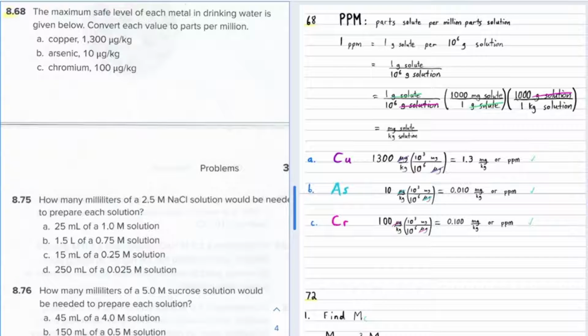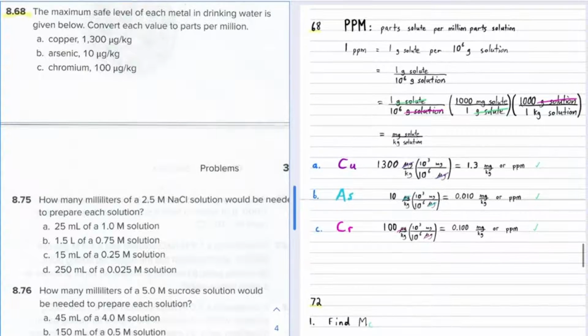Problem 68 deals with parts per million concentration units. The maximum safe level of each metal in drinking water is given below: copper, arsenic, chromium. Convert each value to parts per million. We're given the concentrations of these metals in micrograms per kilogram. Now, we need to convert these to ppm.